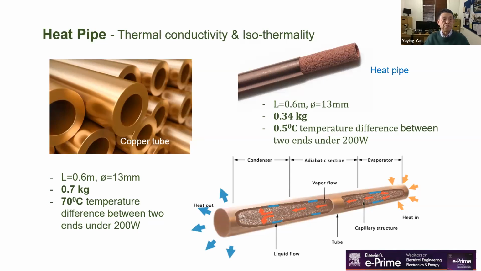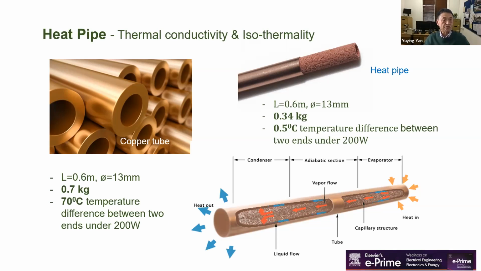When we talk about heat pipe cooling, in fact, the heat pipe is not just for cooling. It is widely regarded as a super thermal conductor because of its very high equivalent thermal conductivity. It often plays a role in maintaining isothermality. This could be simply shown by a comparison: if you transfer 200 watts of heat through a copper tube or a heat pipe, you can see the temperature difference. One is 70 degrees C, one is 0.5 degrees C. So you can see what a super thermal conductivity is.